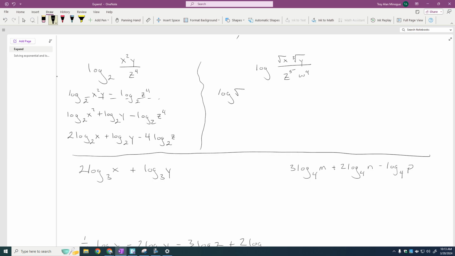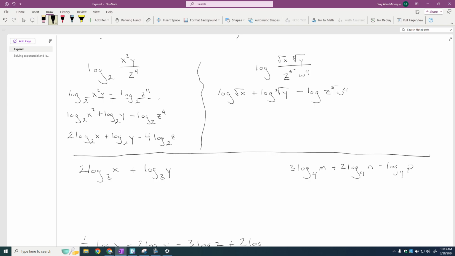Log of the square root of x plus the log of the cube root of y minus this entire term on the bottom. Well, I don't need the parentheses yet. I will in a second. Minus log of z to the fifth plus, well, I'm not going to skip a step.